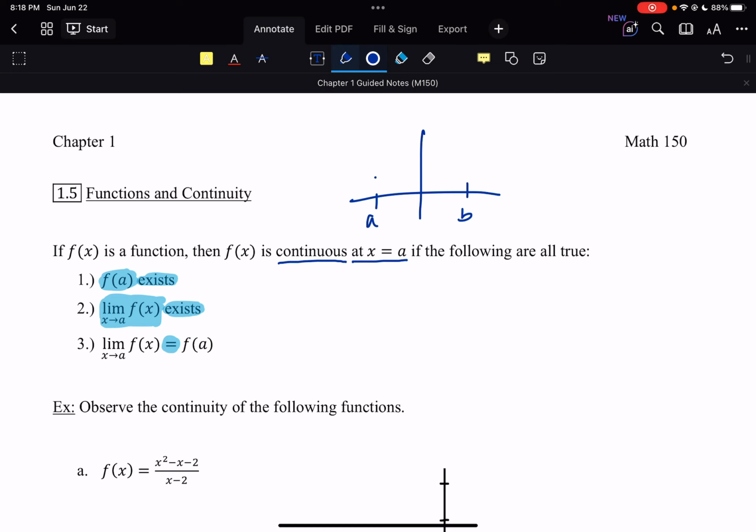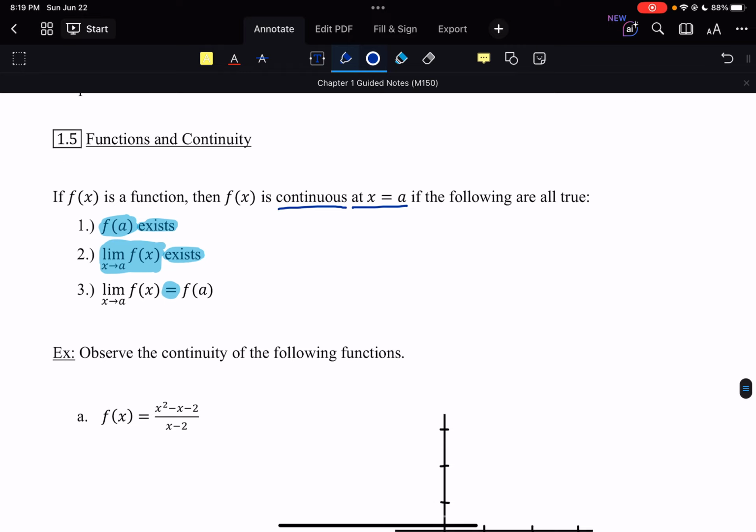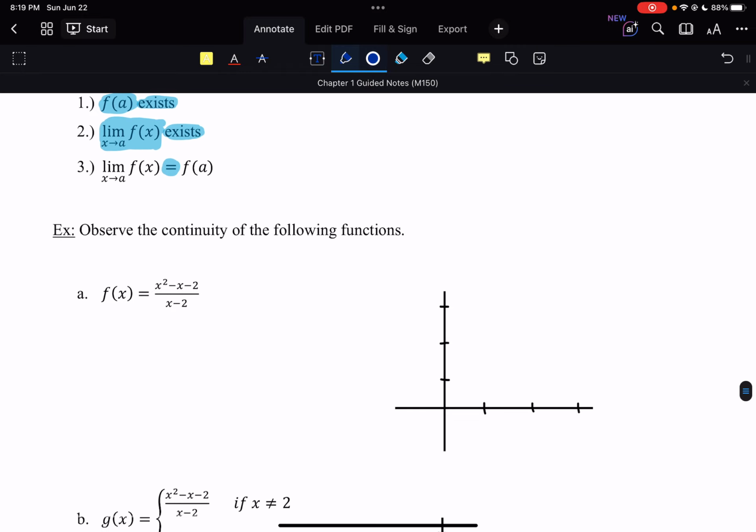Or you could have something with a hole in it there. Or you could have something like an asymptote that goes up and down like this. Just anywhere that, as you're tracing the curve, you would have to pick up your pencil and move it and then put it back down to continue the curve, that would be discontinuous, or not continuous. So let's take a look at some examples here.